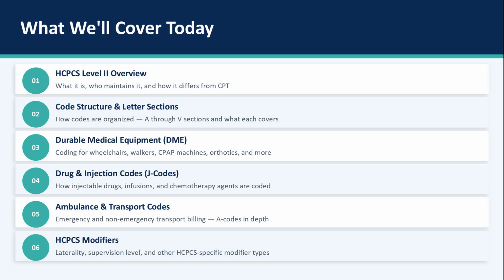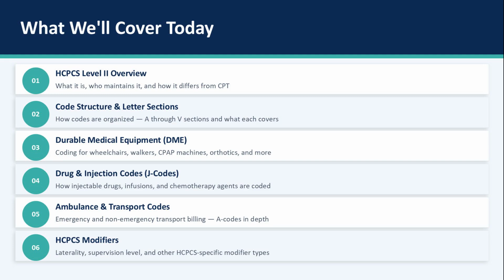6 focused topics. Topic 1. The HCPCS Level II Overview. We'll establish what this code set is, who manages it, and critically, how it fits alongside CPT in the real world of billing. Topic 2. Code structure. HCPCS Level II codes are alphanumeric, starting with a letter, A through V. Each letter section covers a specific category of items or services, and knowing the layout helps you navigate quickly.